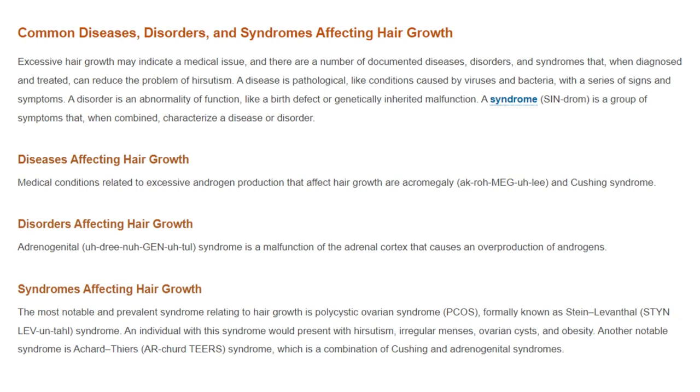Syndromes affecting hair growth. The most notable and prevalent syndrome relating to hair growth is polycystic ovarian syndrome, PCOS, formerly known as Stein-Leventhal syndrome. An individual with this syndrome would present with hirsutism, irregular menses, ovarian cysts, and obesity. Another notable syndrome is Achard-Thiers syndrome, which is a combination of Cushing and adrenogenital syndromes.